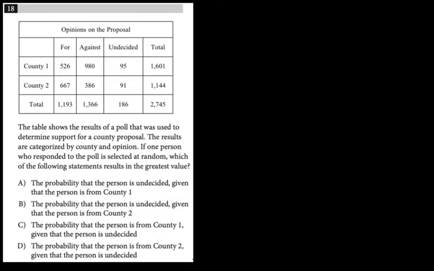So A is the probability that the person is undecided, given that the person is from county 1. Okay, so we're looking at just county 1, right? Given that means just look at the people from there. So county 1. Now we need the undecideds. There's 95 undecideds. So A is going to be 95 there's a total of 1,601 people in county 1. So that's what I'm doing. I'm going to go through and do that for all of them.